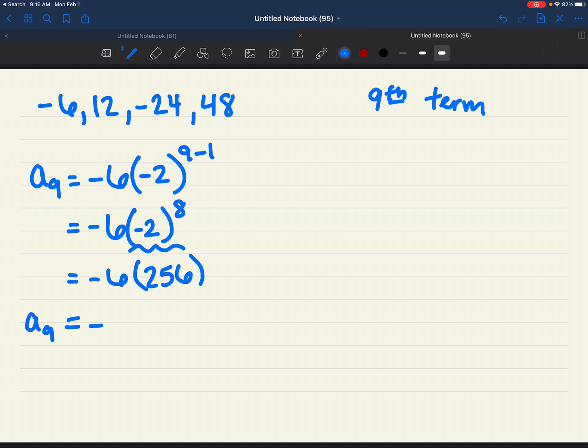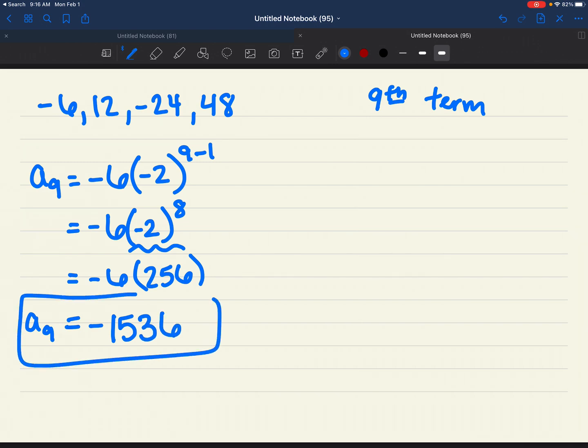Literally, you just type it in your calculator. This is not difficult. 1,536. There we go. I was trying to switch you.